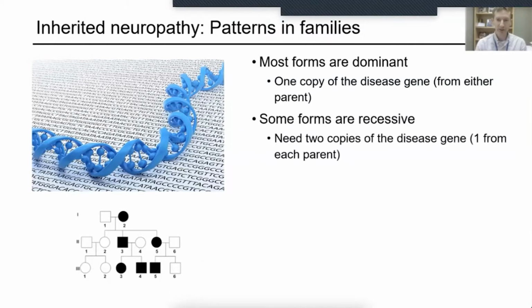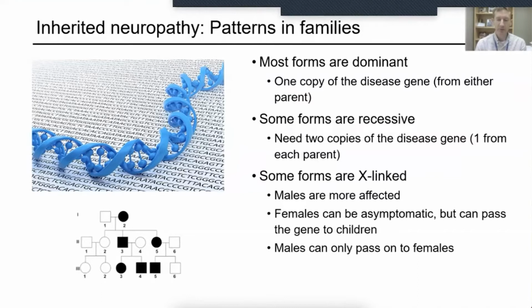There are also recessive forms of CMT, meaning that you only get the disease if you get an abnormal disease copy from each parent. So you need to get 2 copies of the disease gene. And just as you could imagine, just by chance, that's less likely to happen than a dominant disease. And then there's also some that are X-linked, meaning that they travel on the X chromosome. So in this case, whether you're male or female has a large influence on whether you're likely to have any manifestations of the condition and how severe those are.